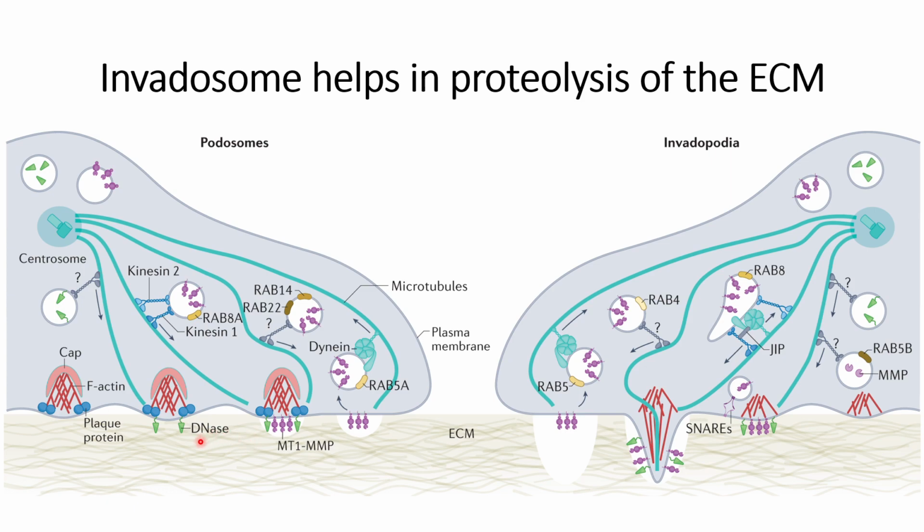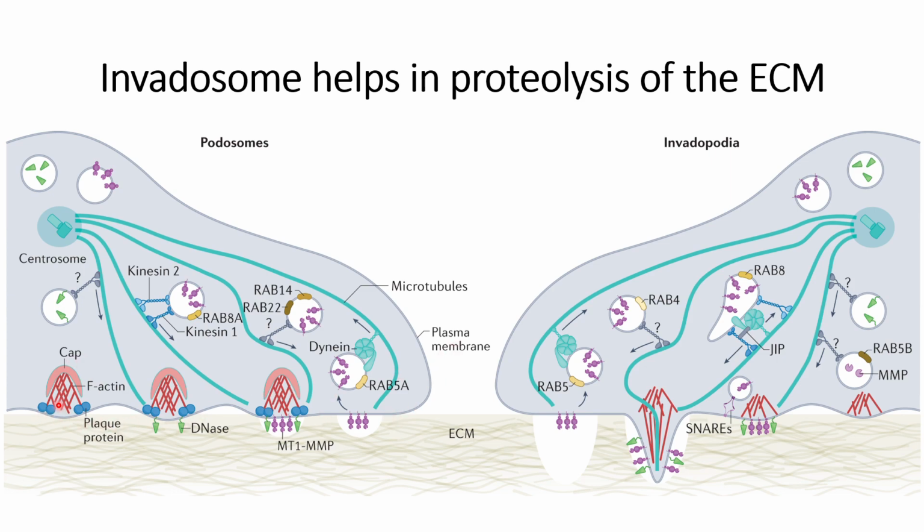Podosomes also function to degrade the extracellular matrix, and some of the processes are shown here. It will form F-actin, along with the cap, that is plaque protein, and these combinations will help in the degradation of the extracellular matrix nearby the cells or nearby the plasma membranes.